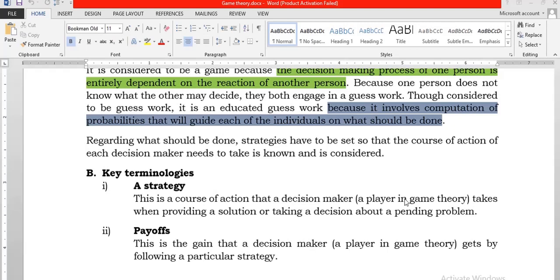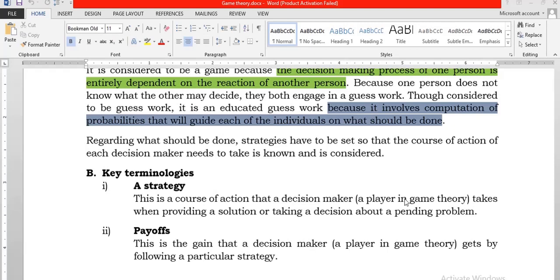So you are in a business environment. You're in a situation where you're supposed to make a decision. So the way you make that decision, how you achieve your final goal, is what we call a strategy, a course of action. So every player, in this case every decision maker, has a strategy. Okay, so in game theory, our first assumption is that you cannot become a player if you don't have a strategy.